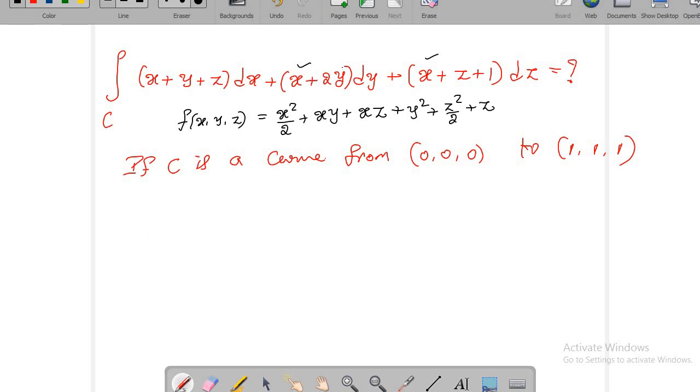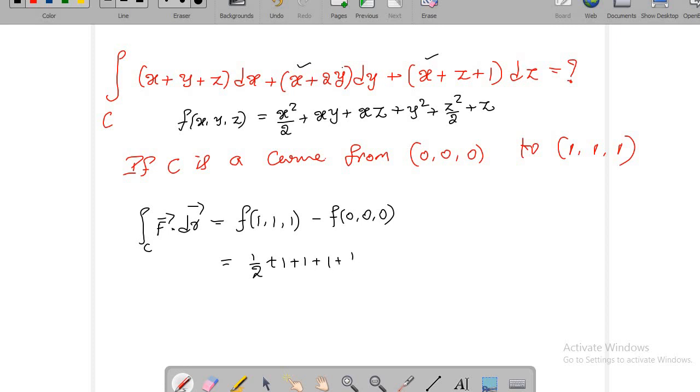Now the answer to the problem. So the integral along C of f bar dot dr bar is nothing but f of 1, 1, 1 minus f of 0, 0, 0. Now what is the answer? So the answer is nothing but 1 by 2 plus 1 plus 1 plus 1 plus 1 by 2 plus 1. Total 4, 5. Okay, minus 0. So this is nothing but 5 minus 0, which is 5. That's it.